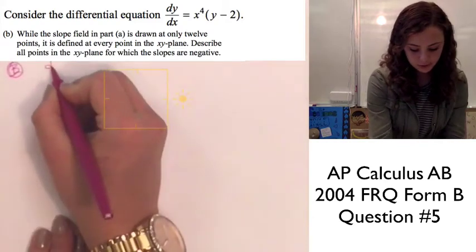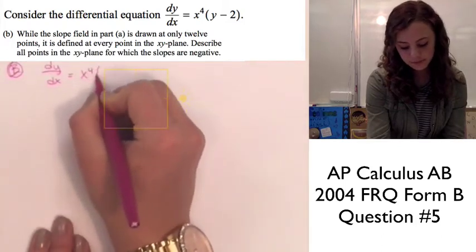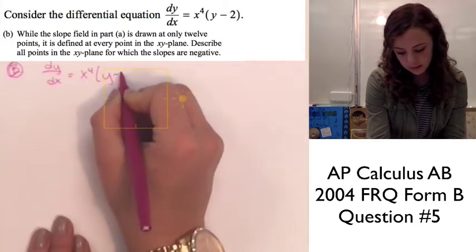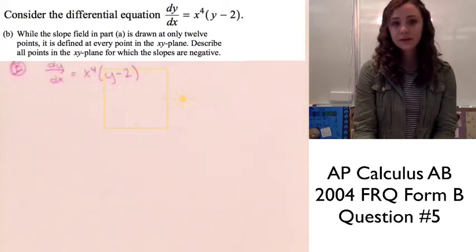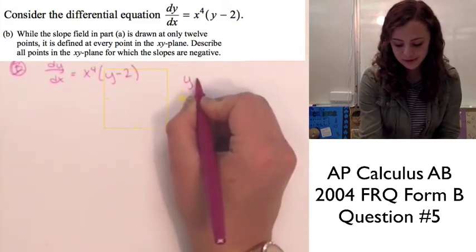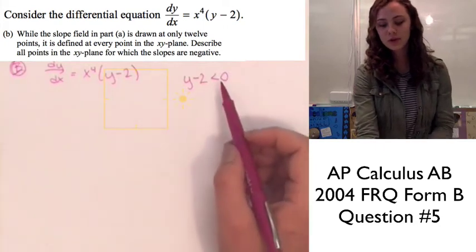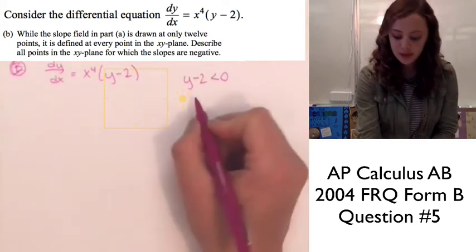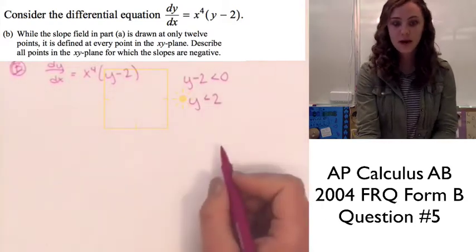we know that the differential equation is dy over dx is equal to x to the fourth times y minus 2. So to find the y values that will give us a negative slope, we're going to put y minus 2 is less than 0. Since it's a negative slope, we know that it's going to be less than 0. And let's solve for y, so we know that y is less than 2. So those will be our y values.